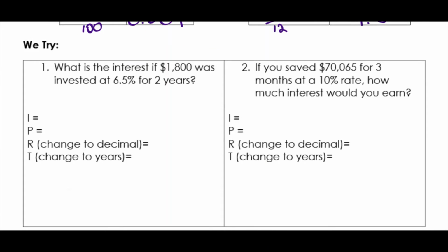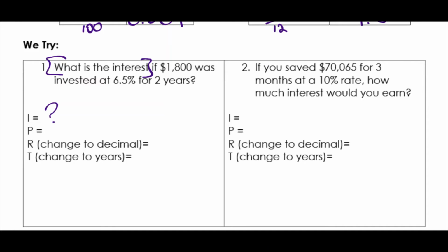All right, now we're actually going to try this. You're always going to be given these 3 numbers, the principal, the rate, and the time. You just have to decide how to use them. We're looking for what is the interest. That's the question there. What is the interest? We don't know that yet, but we know the principal.